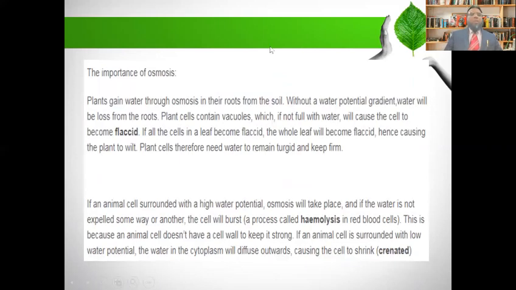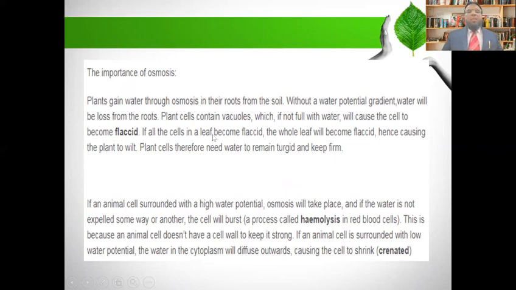Okay, now the importance of osmosis. The plant gains water through osmosis in its roots from the soil. Without a water potential gradient, water will be lost from the roots. Plant cells contain vacuoles which, if not full with water, will cause the cells to become flaccid.